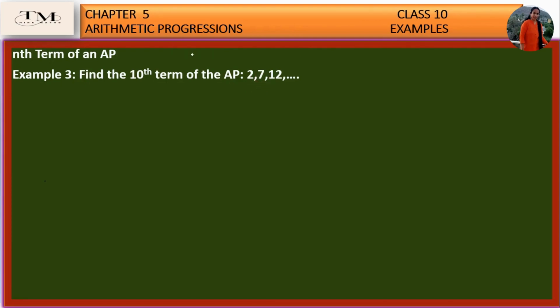In all these examples, we are going to use the formula an equal to a plus n minus 1 into d. Here a is the first term and d is the common difference. n is the term number. What is given here? The arithmetic progression is 2, 7, 12, etc. They are asking about A10.